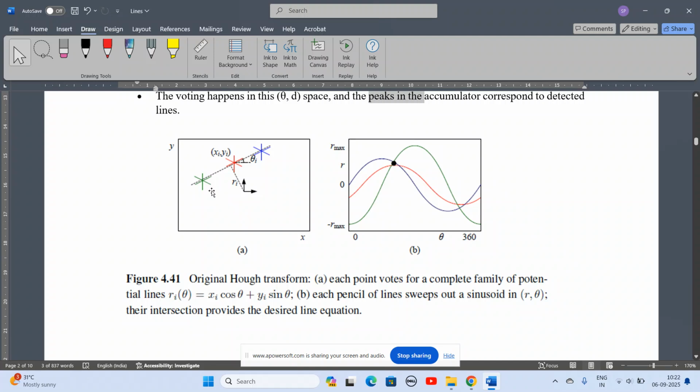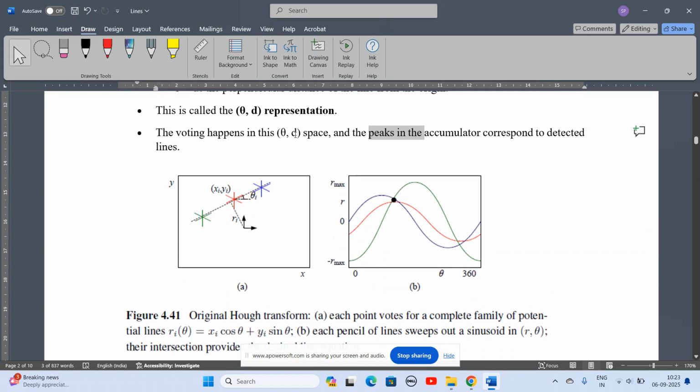So consider these points. This is a kind of edge. I'm going to take every point. For every point, green is a point, red is a point, and blue is a point. On applying multiple theta and multiple d for every point, we are getting 3 different curves.